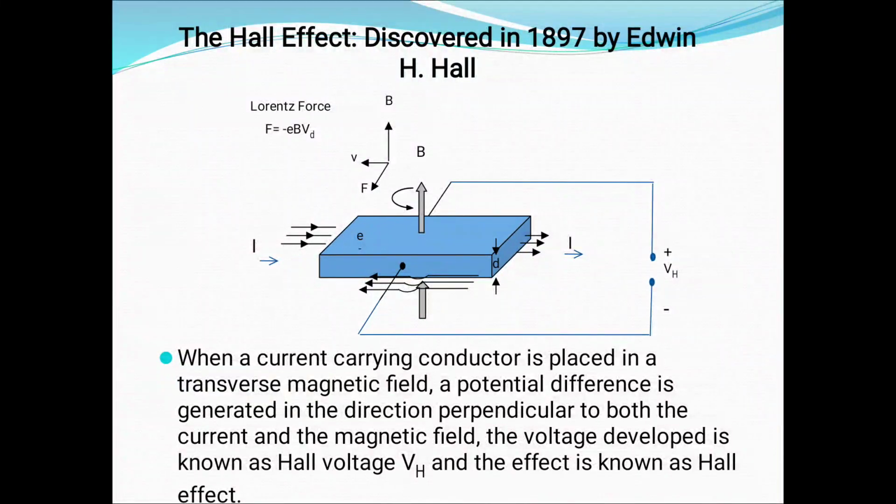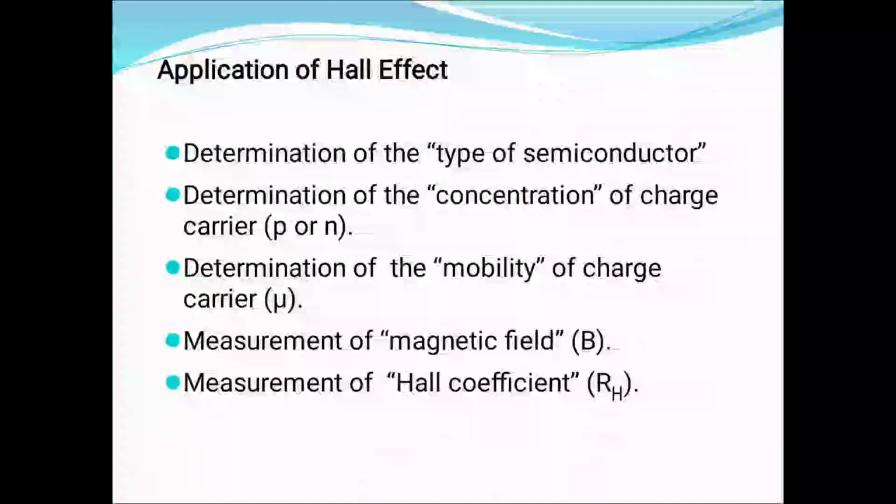Hall effect. When a current carrying conductor is placed in a transverse magnetic field, a potential difference is generated in the direction perpendicular to both the current and the magnetic field. The voltage developed is known as the Hall voltage and the effect is known as the Hall effect.